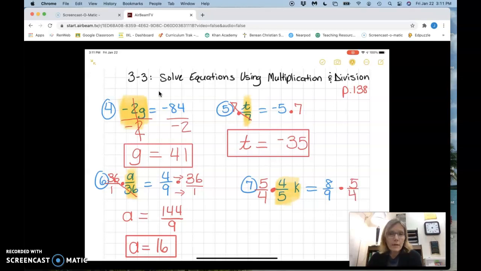So you multiply by the flip of the fraction, you get k equals, and now we're just multiplying the numerators again and multiplying the denominators again. So 8 times 5 is 40, and 9 times 4 is 36. And I could reduce that if I wanted to, because I can divide them both by 4. So if I divide them both by 4, I will get 10 over 9. So k equals 10 over 9.